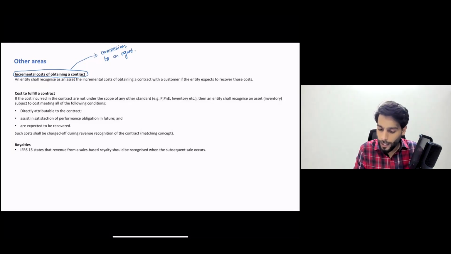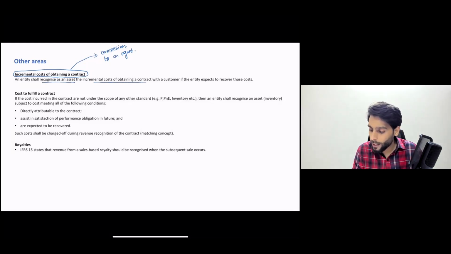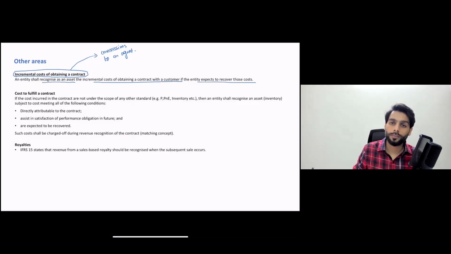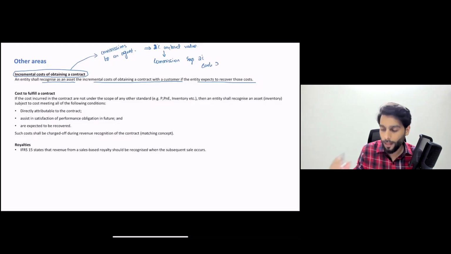IFRS 15 says an entity shall recognize as an asset the incremental cost of obtaining a contract with a customer if the entity expects to recover those costs. For example, you are paying commission to an agent of 2% of contract value. You paid 2% of contract value to an agent. Now, rather than recognizing that commission as an expense, the normal entry would be commission expense 2% and cash credit 2%, right?